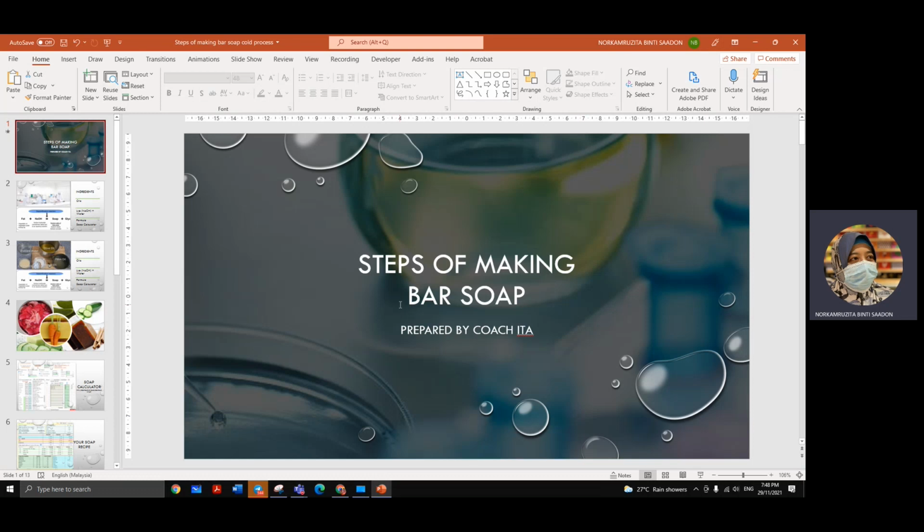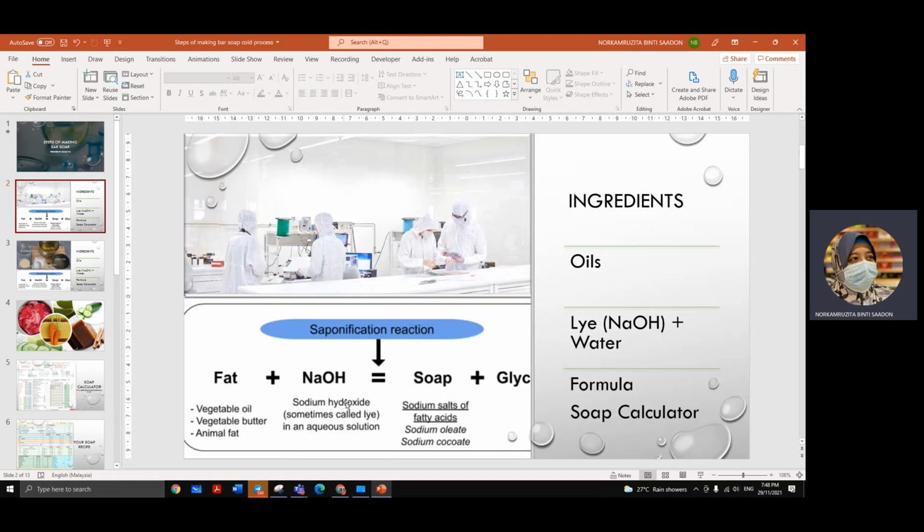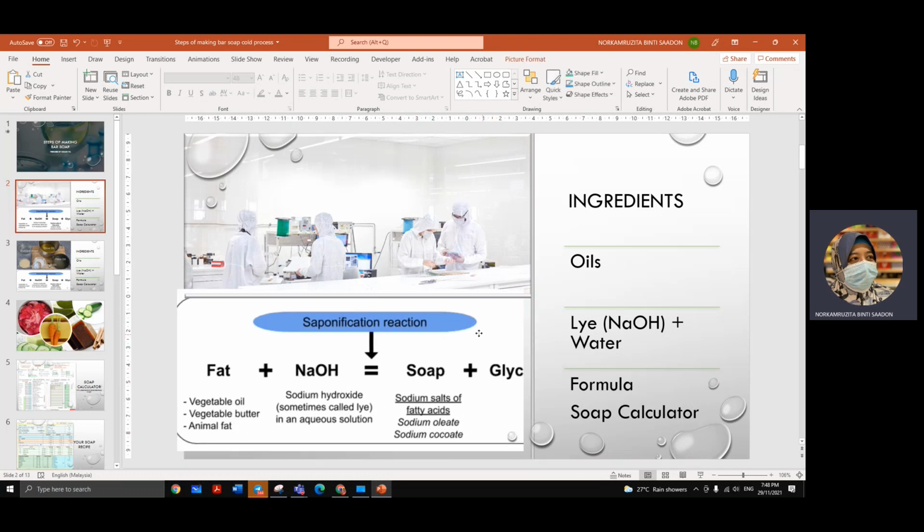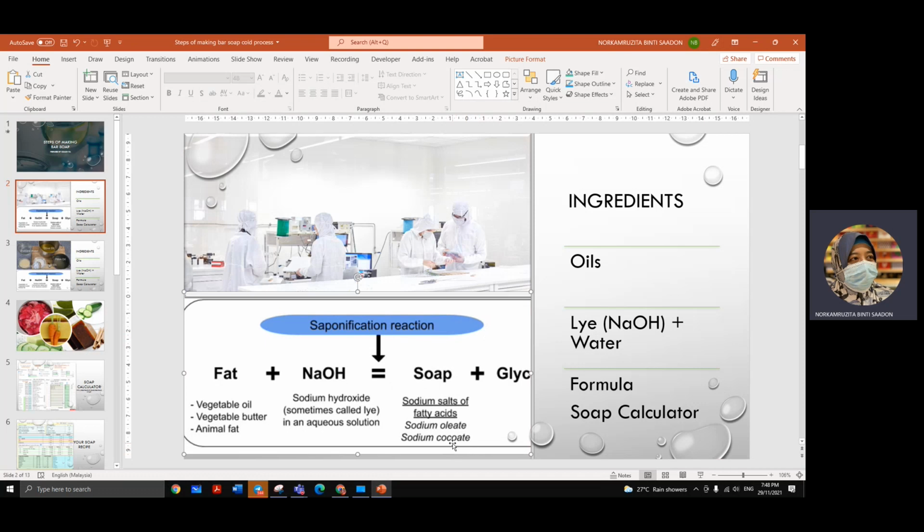Okay, so what you need is actually to understand the process, because you are chemical engineering students. So at least you should know about the chemical reaction that takes place in the process of producing the soap. Okay, so we are talking about the saponification reaction, where the fats will react with sodium hydroxide to give you the soap and the glycerin.